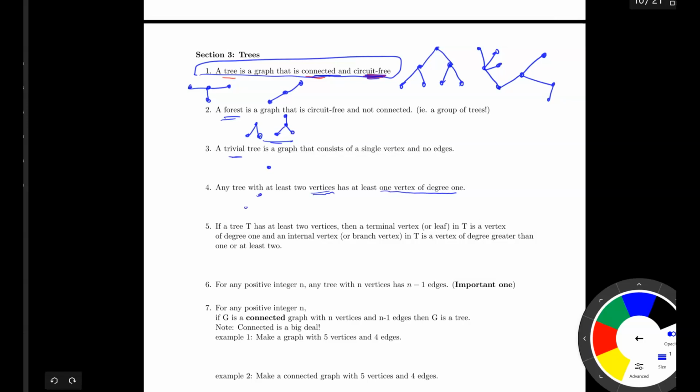So if I have 2 vertices and I have a tree with at least 2 vertices, it has at least 1 vertex of degree 1. Okay, well this is degree 1 and this is degree 1. Okay, so let's make it a little more. So something like this, right? Has at least 1 vertex of degree 1. So I can see several, right?